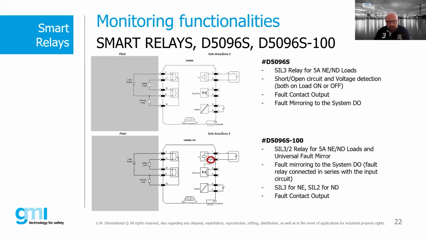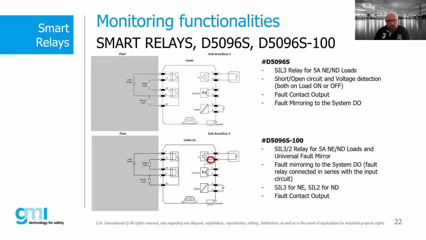As I said before, the mirroring function is performed through a variation of impedance, but since not all the PLC are able to read such variation, we designed a second model, which is the D5096S-100, which has the same diagnostic function, but it is used as a universal mirroring system compatible with all the PLC cards. That's why inside the relay in series with the input circuit, there is a transistor, which when a fault is detected, it opens, and therefore the digital output card can see this open circuit. This type of relay is SIL3 for normally energized application, but it's just SIL2 for normally de-energized application.